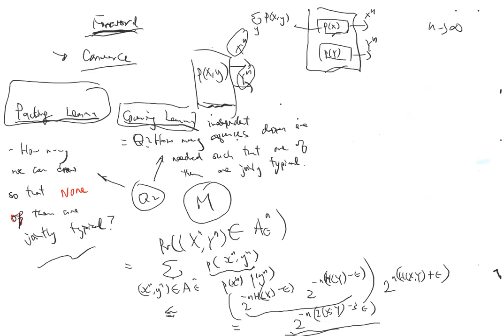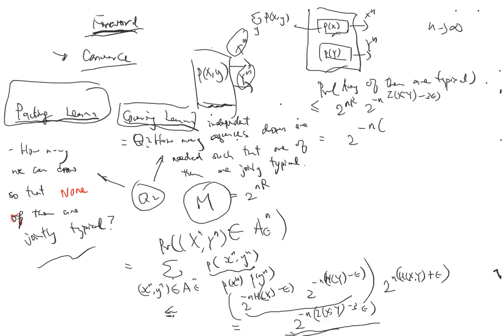Since I have m of them, let me just call that m, and rewrite m as 2 to the n R. If I draw 2 to the n R of them, then the probability that any of them are typical will be bounded by 2 to the n R times this guy, 2 to the minus n I(X;Y) minus epsilon something. That equals 2 to the minus n, I(X;Y) minus R, minus epsilon. Of course, epsilon I can make arbitrarily small, so I can just ignore that.